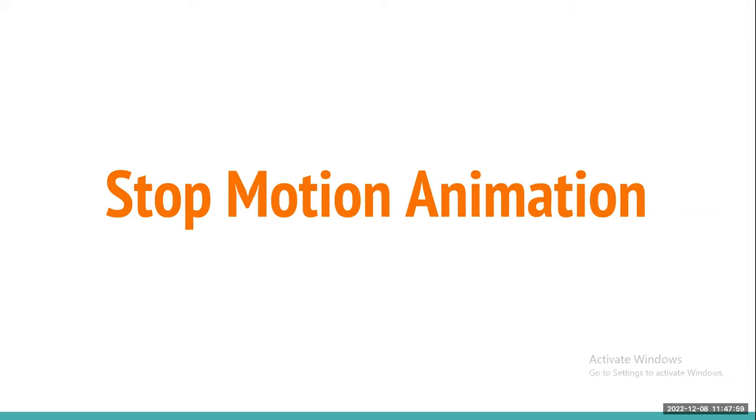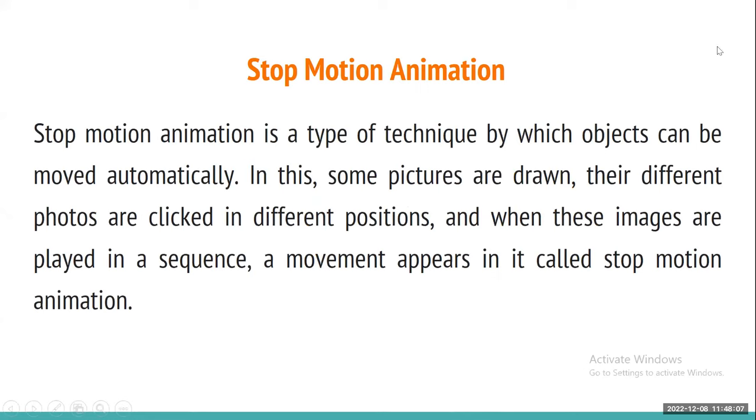This is one of the types of animation. So what is a stop motion animation? As you can see on the screen, stop motion animation is a technique by which objects can be moved automatically. In this, some pictures are drawn and different photos are clicked in different positions. And when these images are played in sequence, a movement can appear. This movement is called stop motion animation.